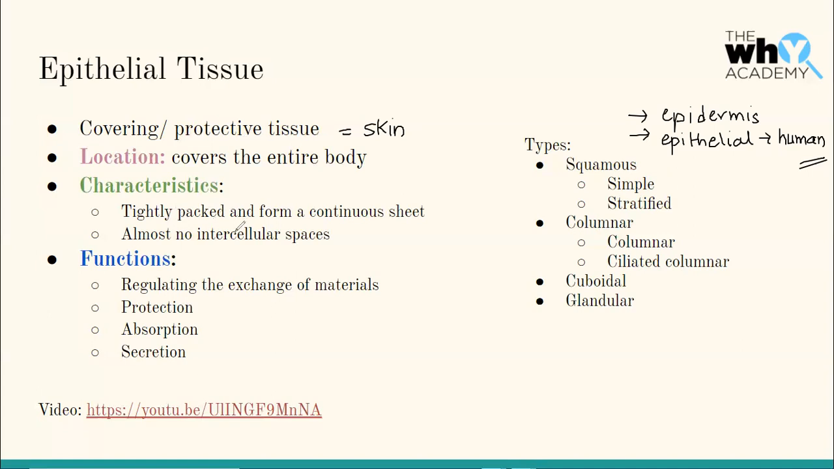Characteristics would be it's tightly packed and forms a continuous sheet. Again, almost the same points. They mean the same, right? So it's just a repetition. And almost no intercellular spaces. Again, it's tightly packed, right? Because it forms a continuous layer, so there won't be spaces. What are the functions? Protection, of course, like we discussed yesterday.